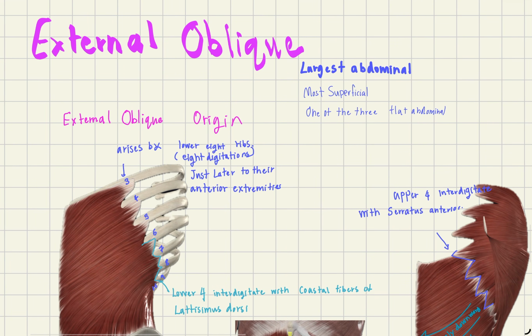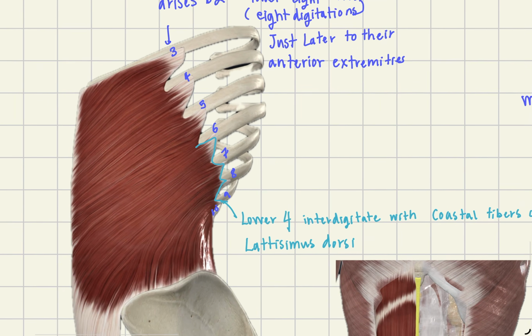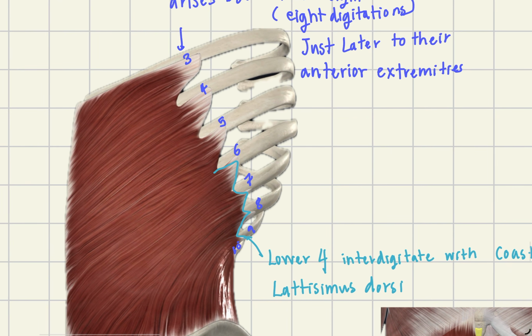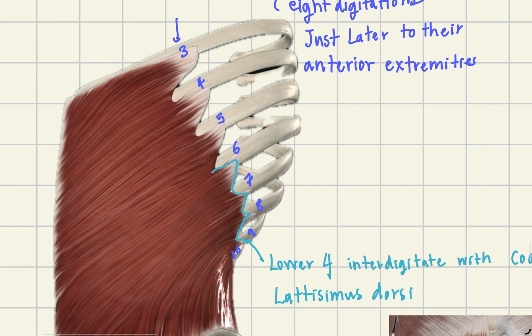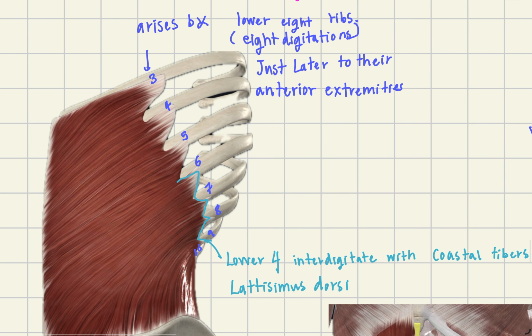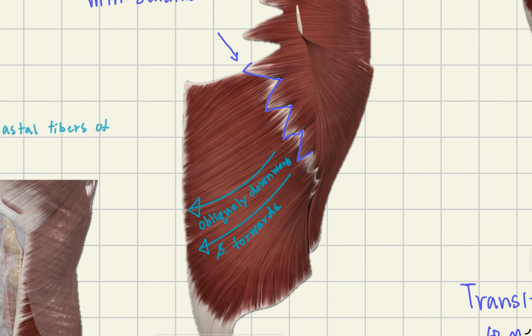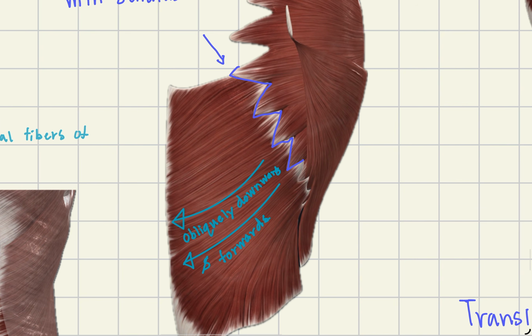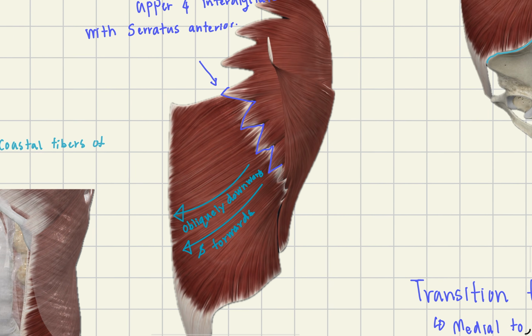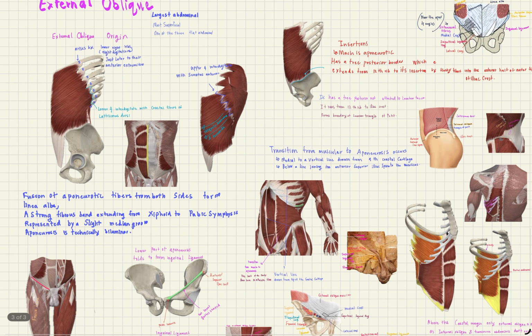This is all you should know about the external oblique muscle. This muscle arises from 8 digitations, one from each of the lower 8 ribs, just lateral to their anterior extremities. The lower four slips interdigitate with the costal fibers of the latissimus dorsi.